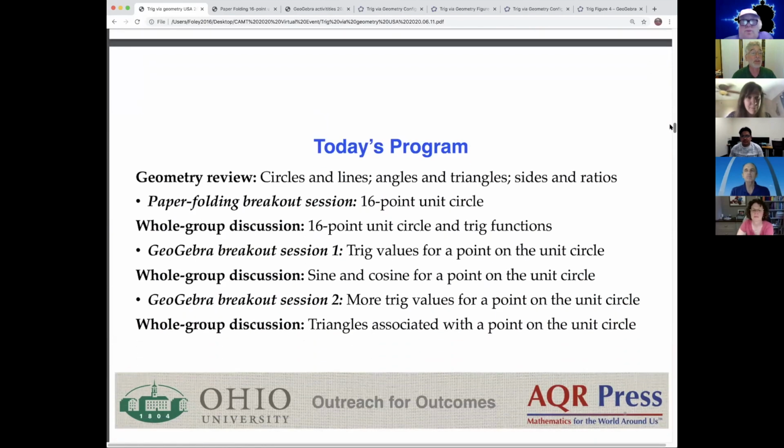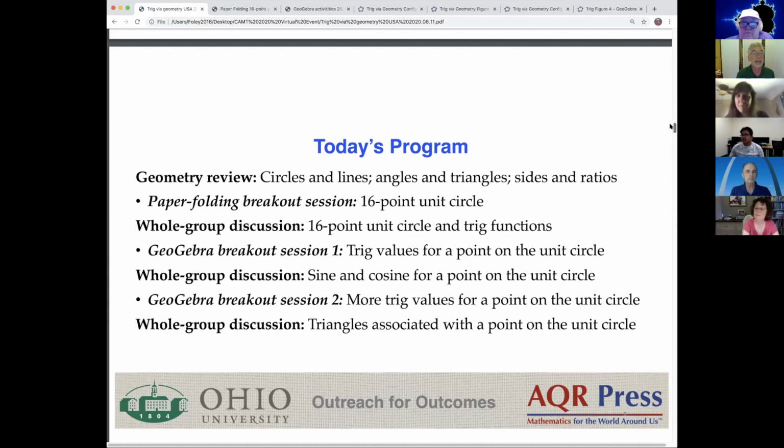Our program is going to go like this. We're going to start off with a little geometry review to kind of get you in the mood for what we're going to be working on, get some of these concepts floating around your mind. And then we're going to do a paper folding activity. As we're teaching virtually, you might think it's impossible to do hands-on activities with your kids. So we're going to try to do a hands-on activity. We'll see how that works out.